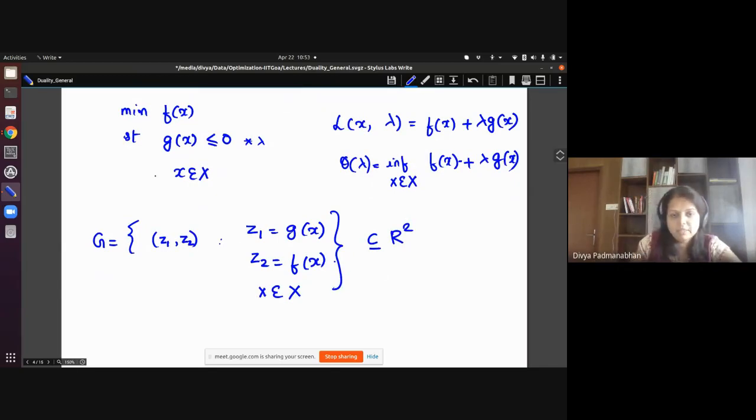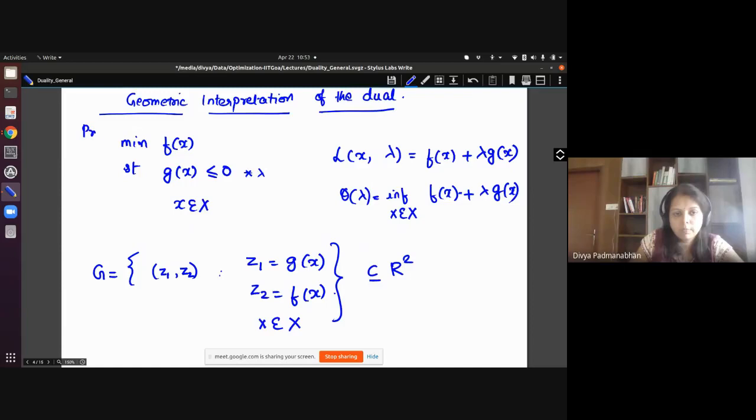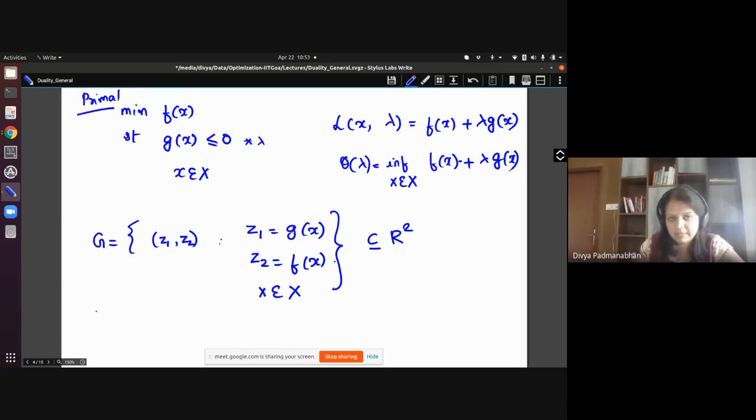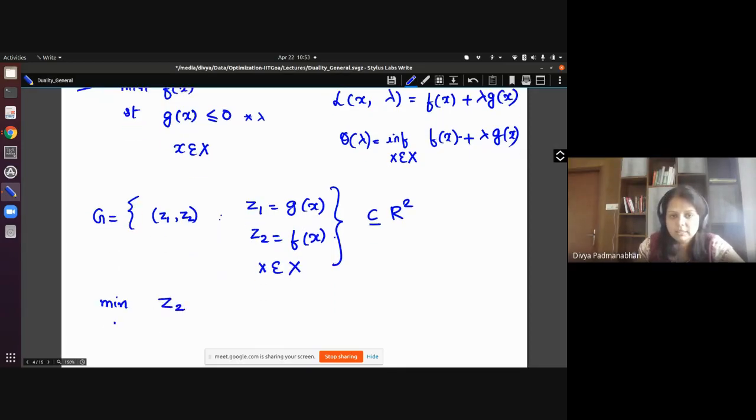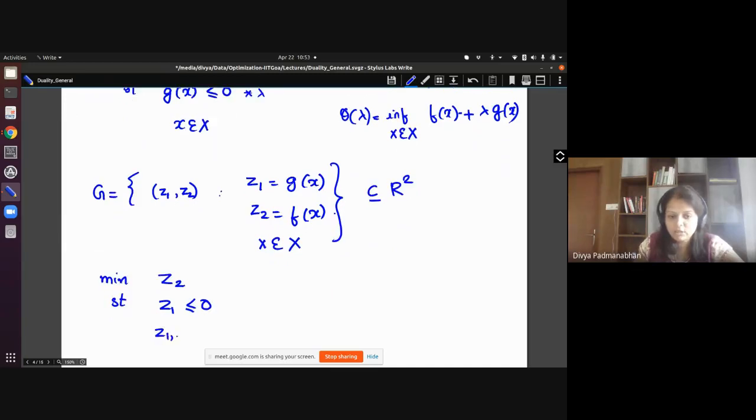So what happens is, this is the primal problem. In terms of this space, the primal problem is just going to be minimize z2, since f corresponds to z2, such that the g of x values, which correspond to z1, are less than or equal to 0, and I have z1, z2 lying in G. So the primal problem is just this.